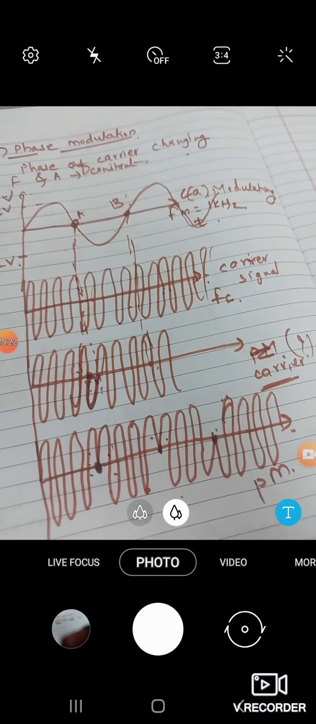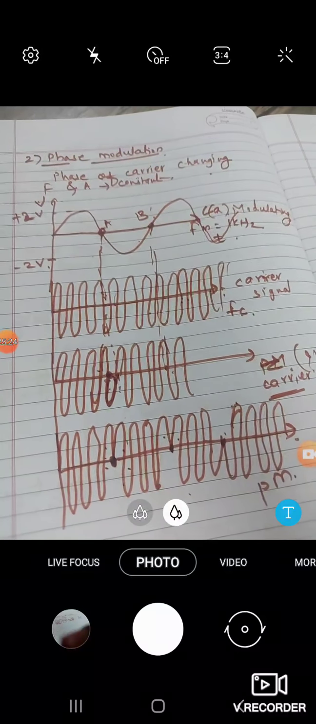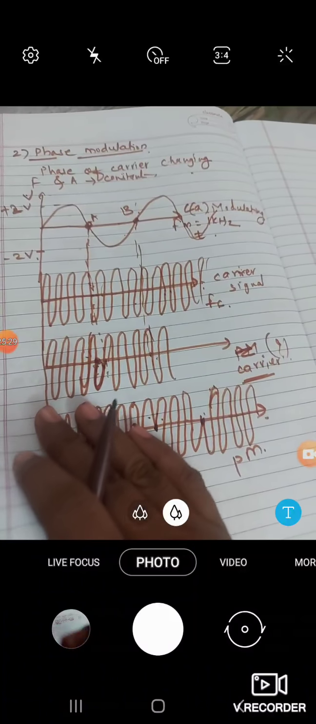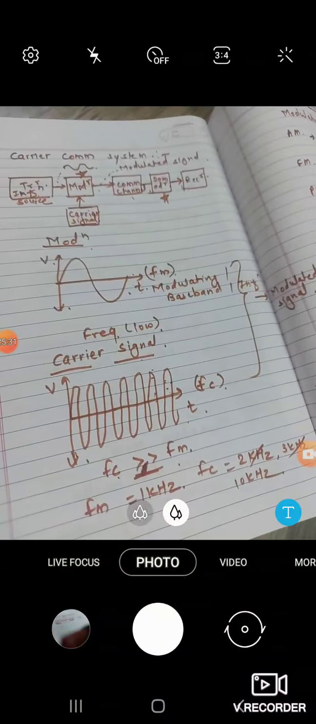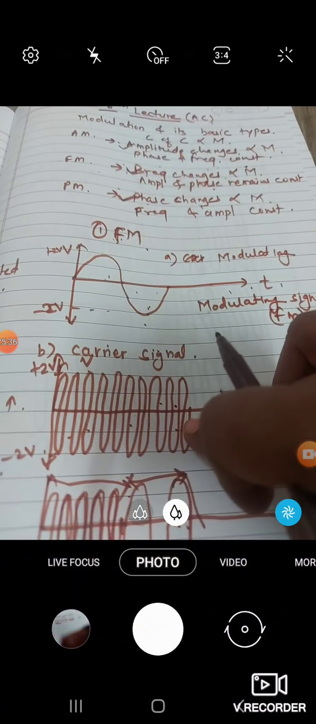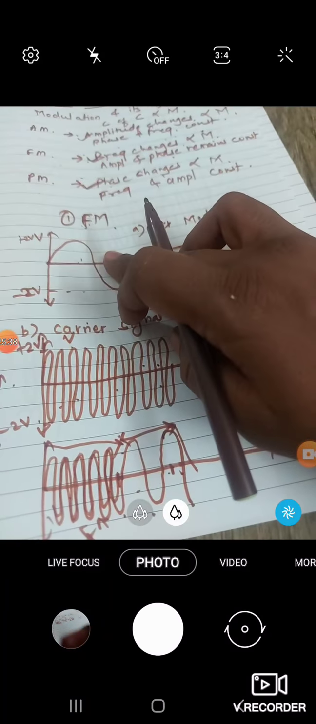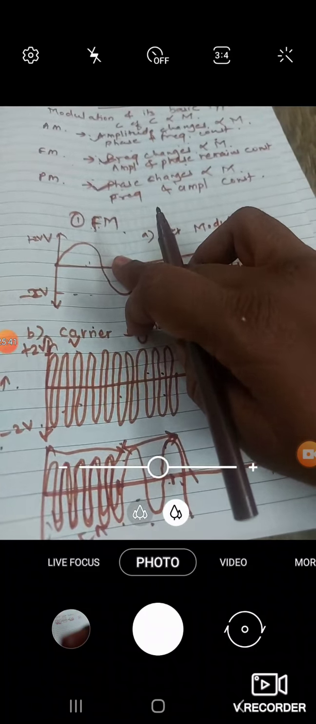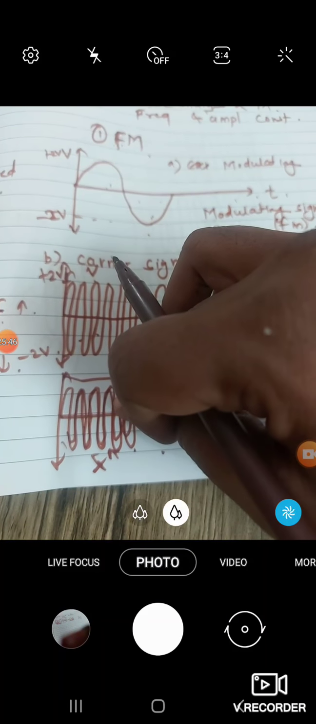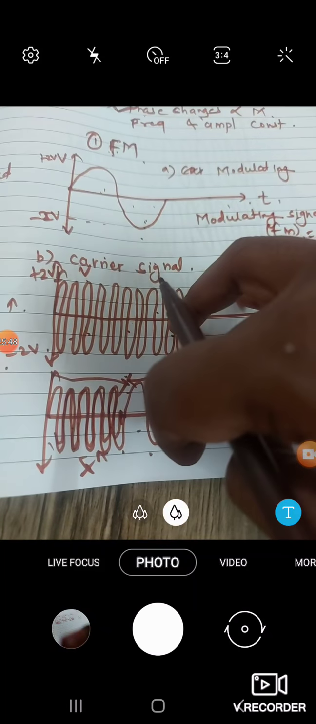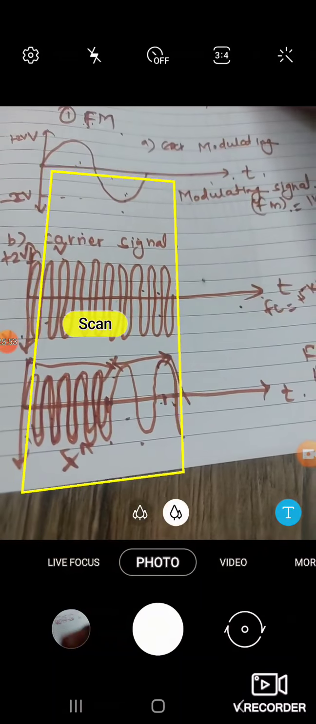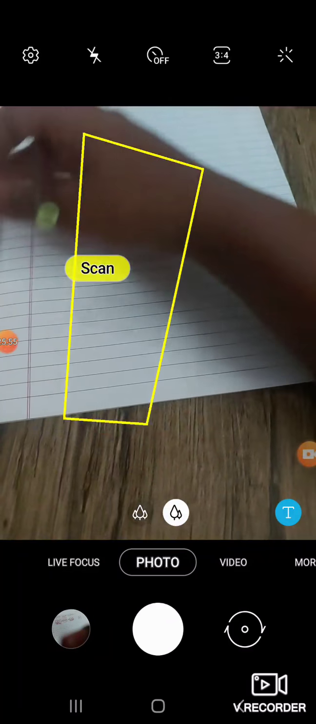So I hope you are clear with the concept of frequency modulation and phase modulation. So what is the concept in frequency modulation? In frequency modulation, the frequency of the carrier signal is changing in proportion with this modulating signal voltage. So when this modulating signal is having a positive half cycle, the frequency of the signal is more. When it is having a negative half cycle, the frequency of the signal is less. So that is the concept of frequency modulation.